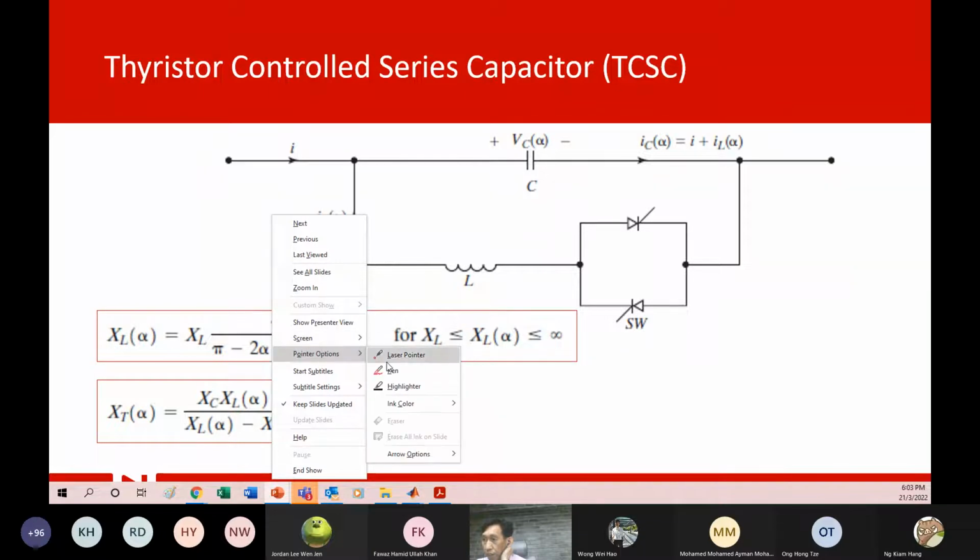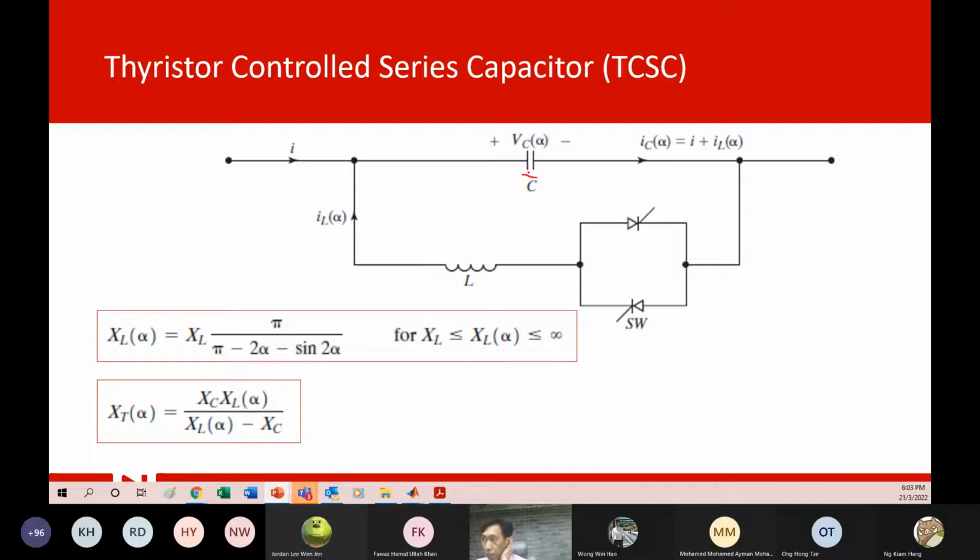So when you connect in series, usually it will consist of a capacitor and also an inductor. And then, of course, as usual, we will have these two thyristors that will help change the impedance, the XL. So the total impedance is this equation. You must know the capacitor, 1 over 2 pi F C, and the inductor or reactor impedance, which is 2 pi F L, and then you multiply by the firing angle, X L firing angle, minus your X C.